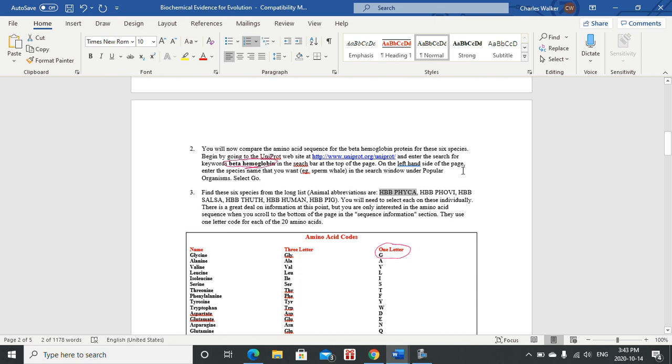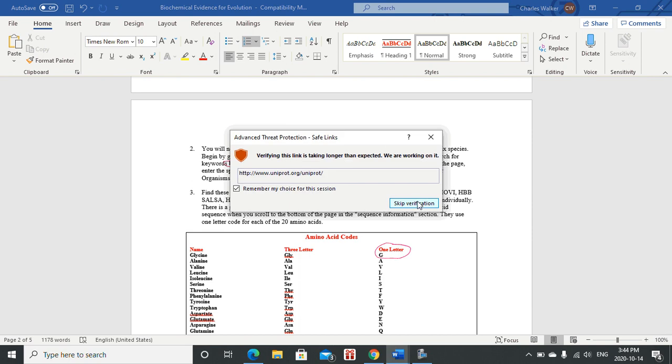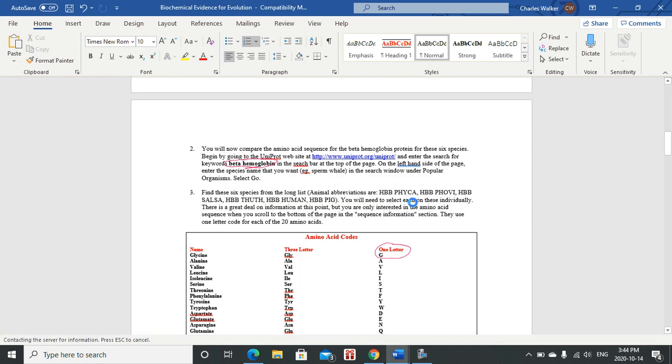Then I'm going to click on this first website. This is a huge database accessible to anyone in the entire world. What it allows us to check is the sequence for the DNA, but we're interested in the amino acid sequence for proteins, and for the beta hemoglobin protein. That's what we're looking for. So we'll go to that website, and this is where we're going to get all of our different amino acid sequences.